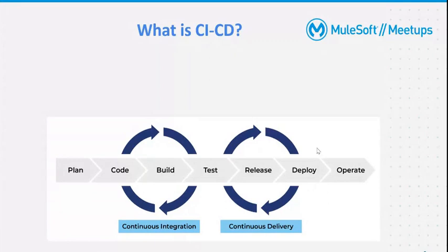But deployment goes to multiple environments. If you have a pre-production environment, and non-production environments, all those things come into continuous deployment. So why do we need CI/CD?